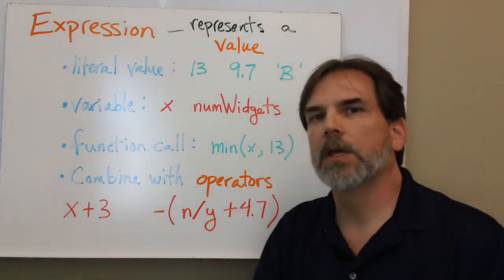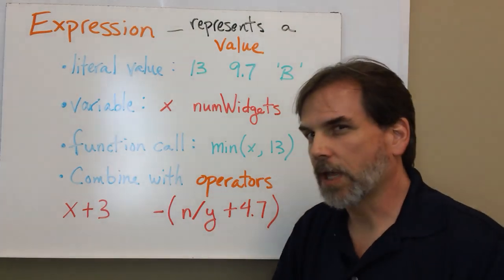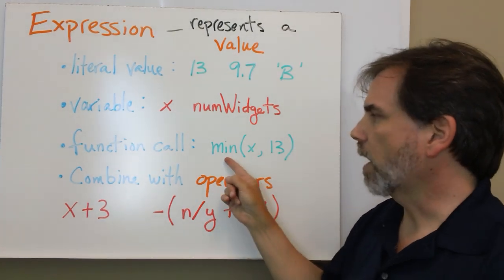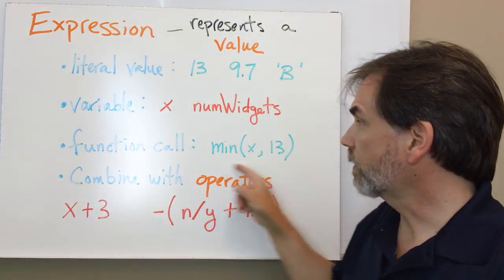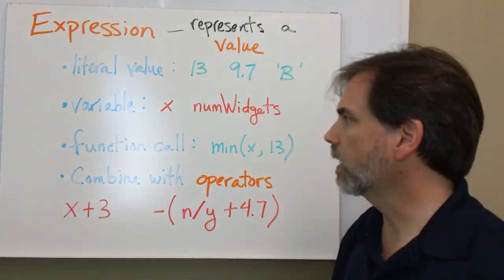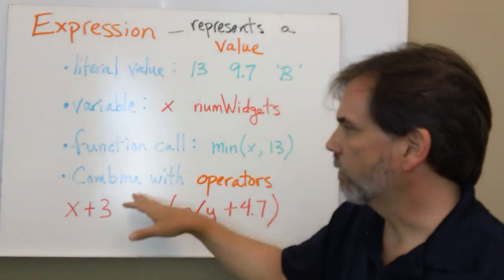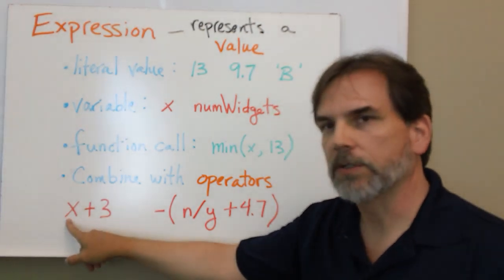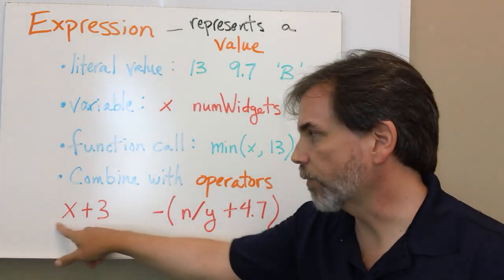NumWidgets is also a variable name. An expression might be a function call. We're going to talk about function calls a little bit later, but just to show you an example, this is the result of calling the min function with the parameters x and 13. So this whole thing represents a value, which is the minimum of the value of x and the value of 13, and that itself is an expression. And then we combine these types of values with operators to form more complex expressions. So x is an expression, 3 is an expression. We combine them with the plus operator to get a new expression, x plus 3.